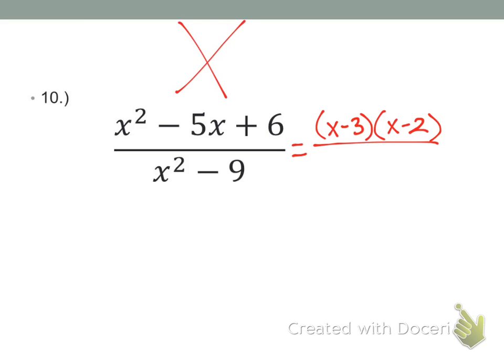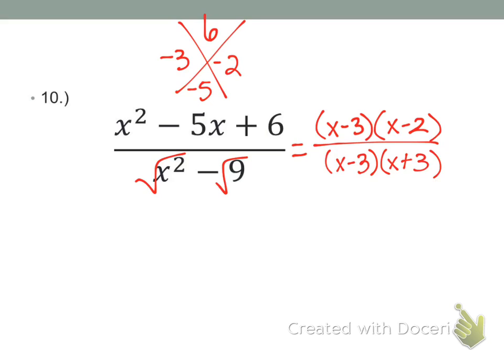So if we made our x, 6 on the top, negative 5 on the bottom. We got to multiply to a positive, but add up to a negative. So they both have to be negative numbers. That's why we use negative 3 and negative 2. What about my denominator? We use square roots, and what do we get in our parentheses? X plus 3. Good. X minus 3, x plus 3. One of each.